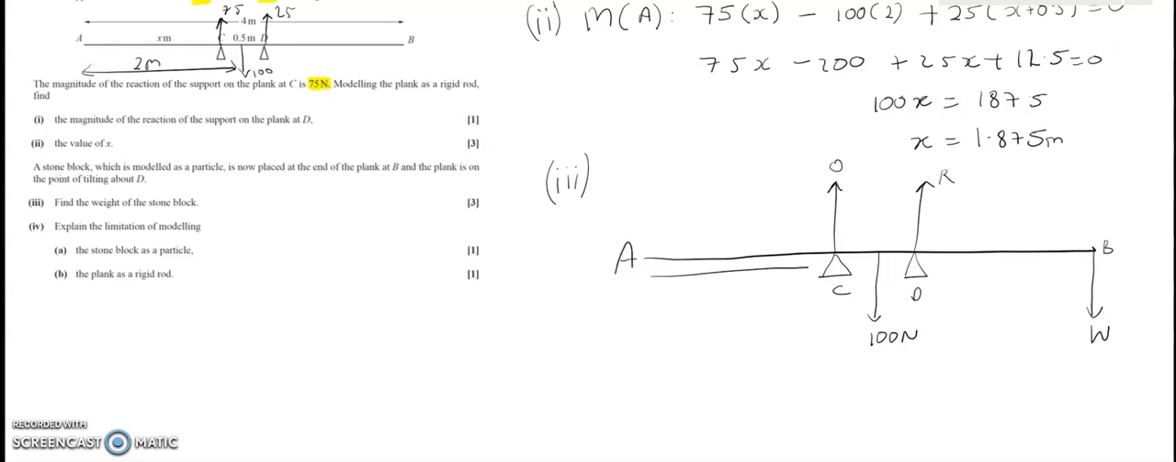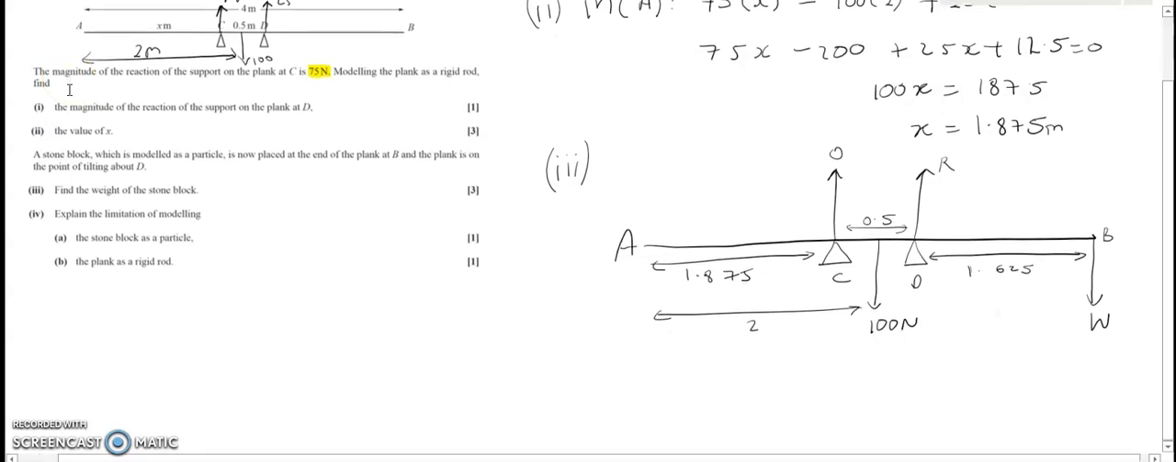I know my distance here now is 1.875. I know this distance between C and D is 0.5. I also know this distance here is 2. So I can fill in little distances here. So that's going to be 1.625 meters. So that's 4 minus 1.875 plus 0.5, and you should get 1.625.